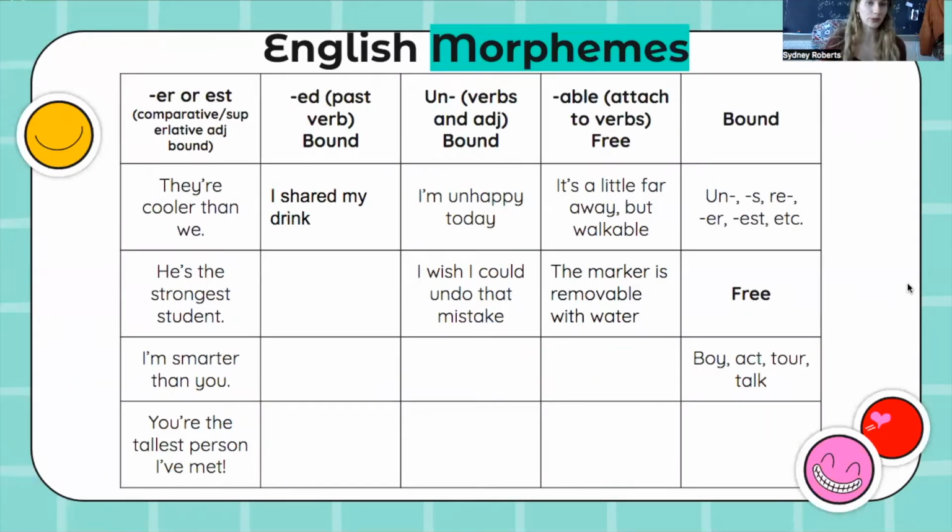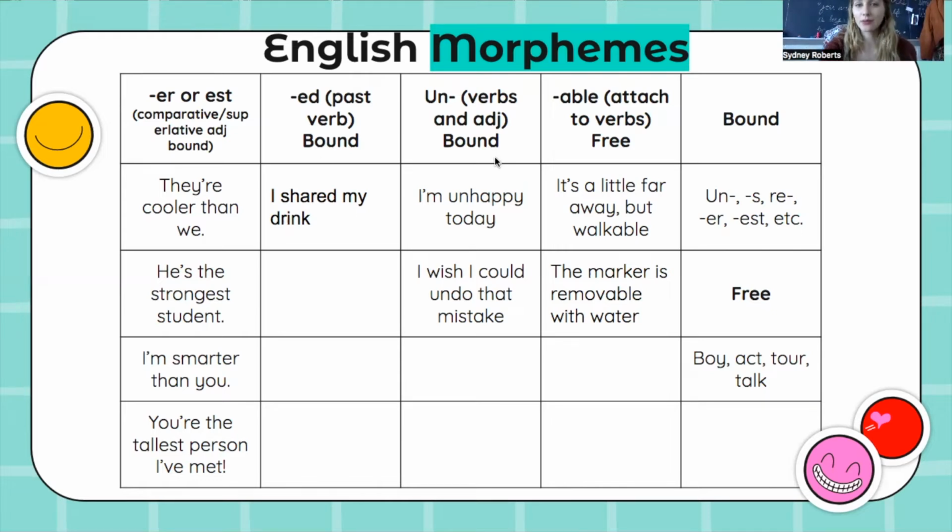And then we're going to break down some morphemes. So we've got English morphemes to start us. These are just a few examples. Of course, there are many, many morphemes. We have the ER or EST affix in order to indicate comparatives or superlatives. So for example, they're cooler than we, indicating that they're significantly more cool than we are. He's the strongest student, indicating that there's no one stronger. We have the ED affix to indicate past tense. So I shared my drink.